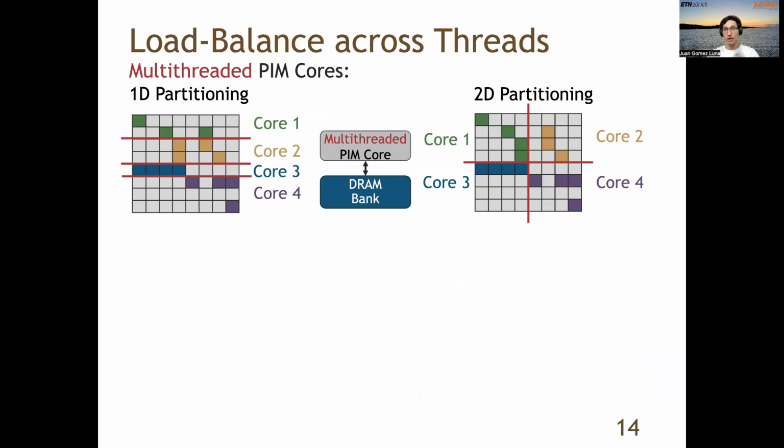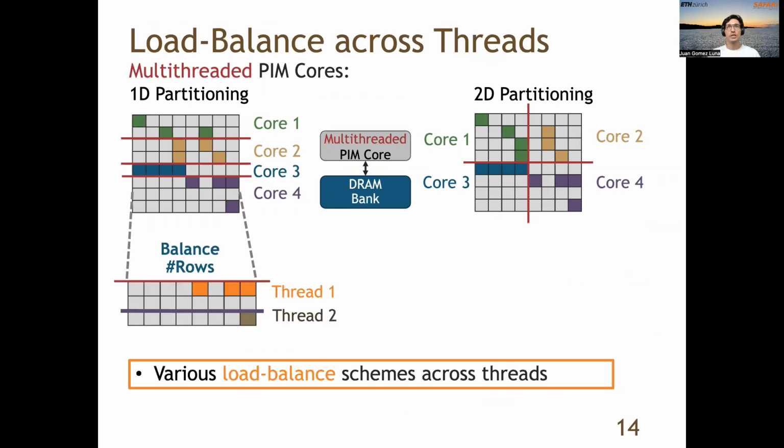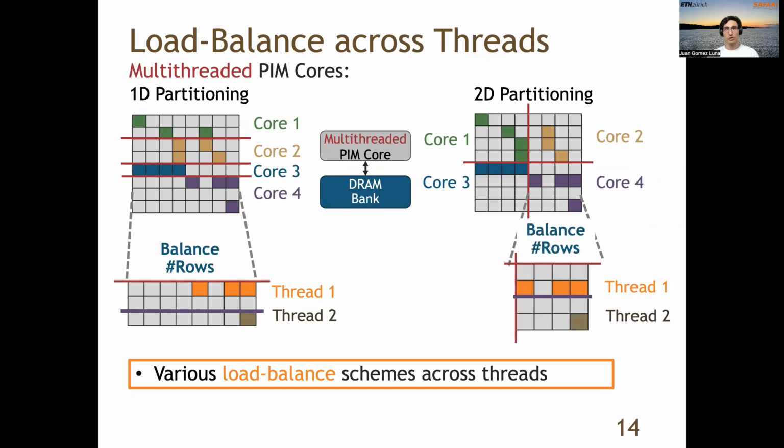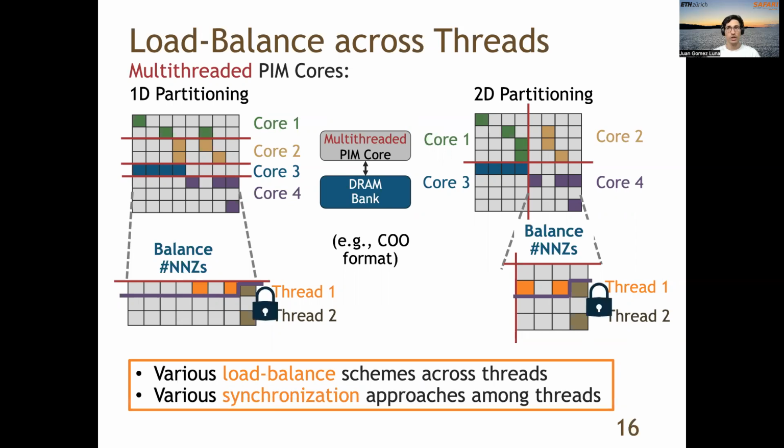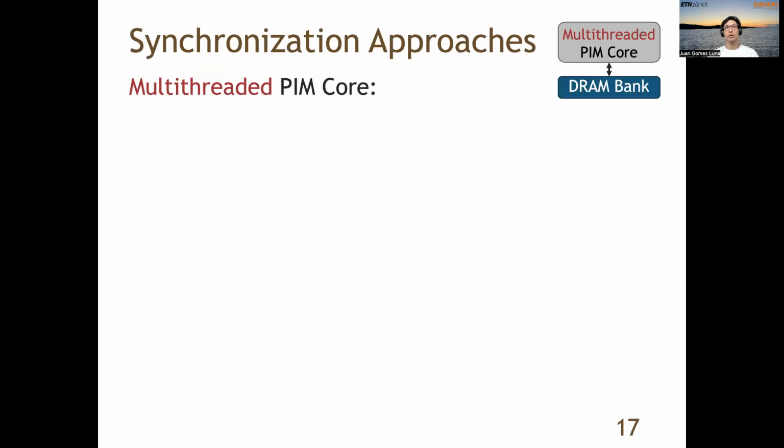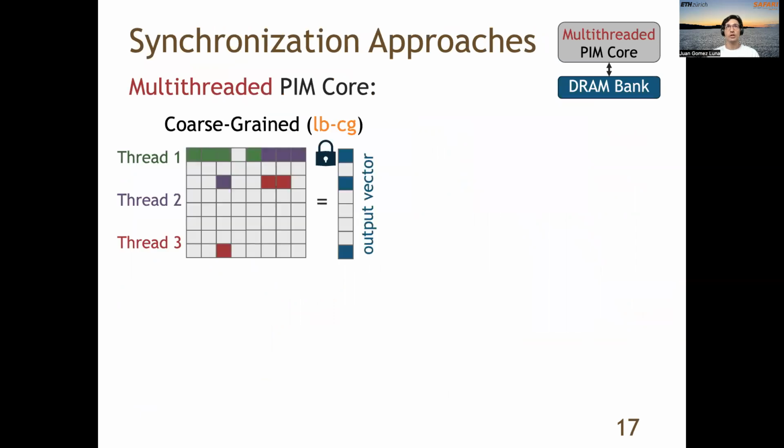Now, if we take a look at how to load balance inside the PIM cores across threads, it's kind of similar as well. In the multi-thread PIM cores, if we use 1D partitioning, we can balance rows, or we can also balance non-zero elements. So we also explore in this work various load balance schemes across the threads, and also various synchronization approaches among PIM threads. And here you can see the different synchronization approaches that we have used.